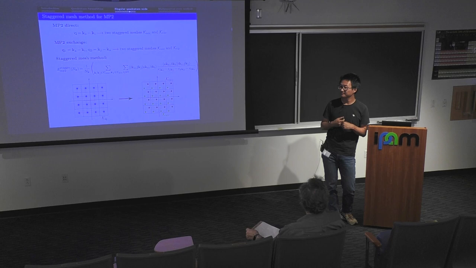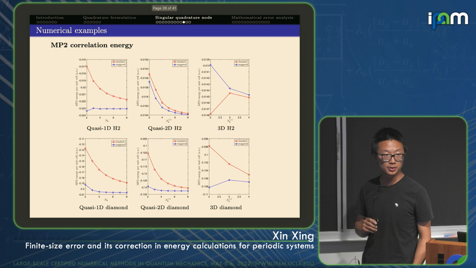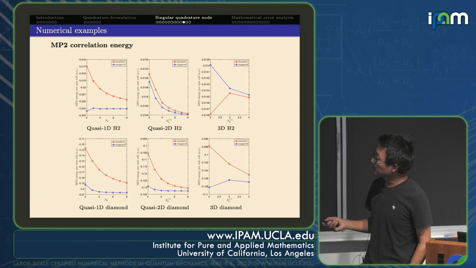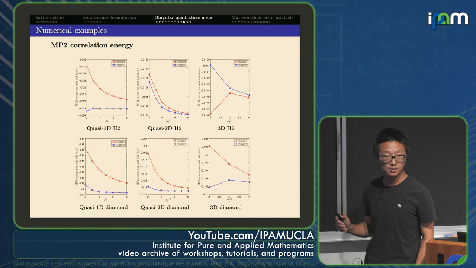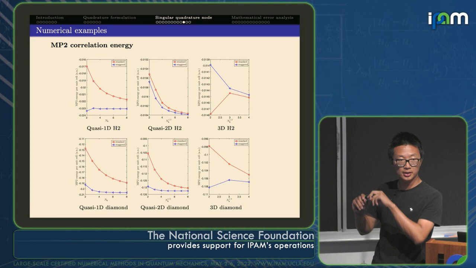Okay. Thanks for the question. So this is the MP2 calculation using the stagger mesh method, and I'll show you some numerical results. Here is the MP2 calculation for both the hydrogen dimer and diamond systems under quasi-1D, quasi-2D, and 3D settings with a minimal basis set. For the quasi-1D and quasi-2D settings, I will still assume the periodic boundary condition, but only refine the k-point mesh sampling in the corresponding periodic directions, the 1D case and 2D case.